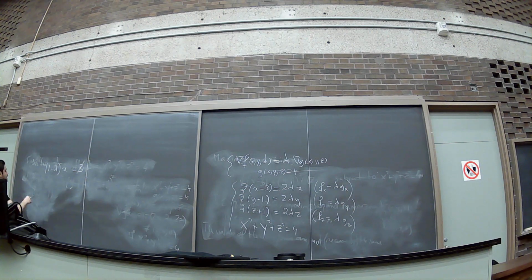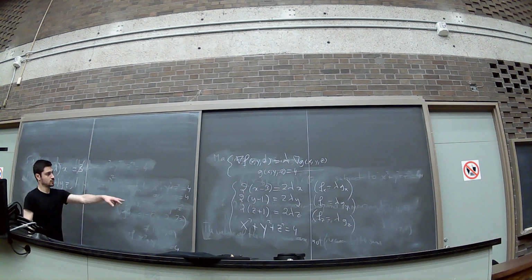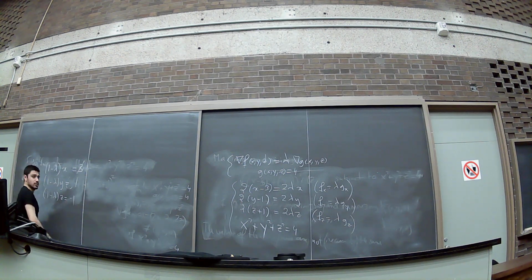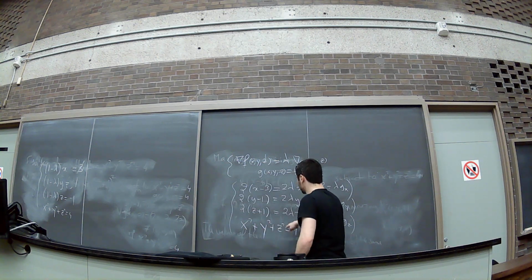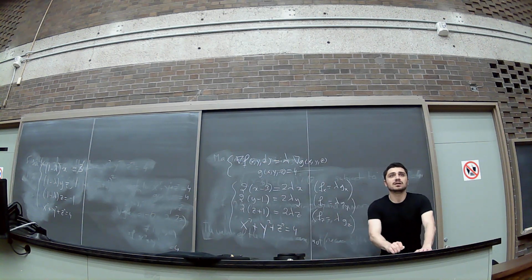And then I get (1 minus lambda) y is equal to 1. And then I get (1 minus lambda) z is equal to minus 1. Do you agree or not? And then I have x squared plus y squared plus z squared is equal to 4. Now what are you tempted to do? Did I mess something up? You have z minus lambda z, so (1 minus lambda) z. That's fine.